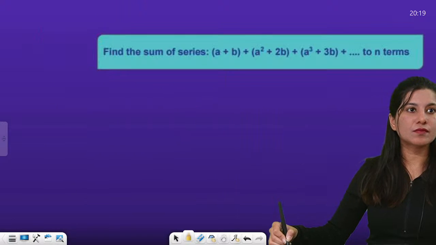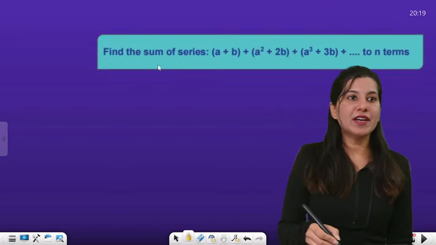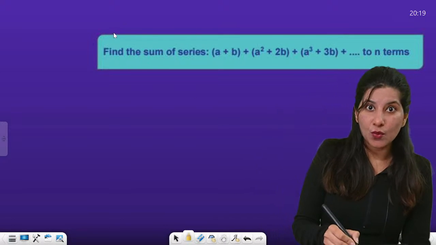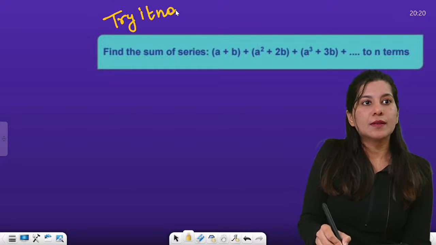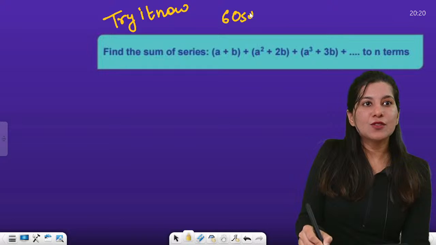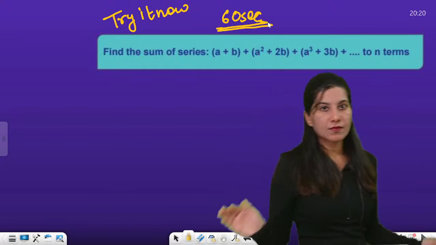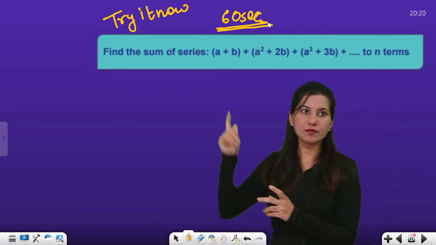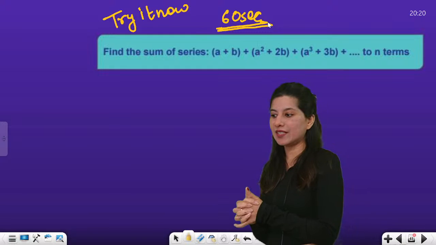Alright, homework done? Okay. So, this is a question where I want you to do this question right now. Try it now. I will give you 60 seconds to solve this question. Come on. Find the sum of the series a plus b, a square plus 2b, a cube plus 3b and so on.